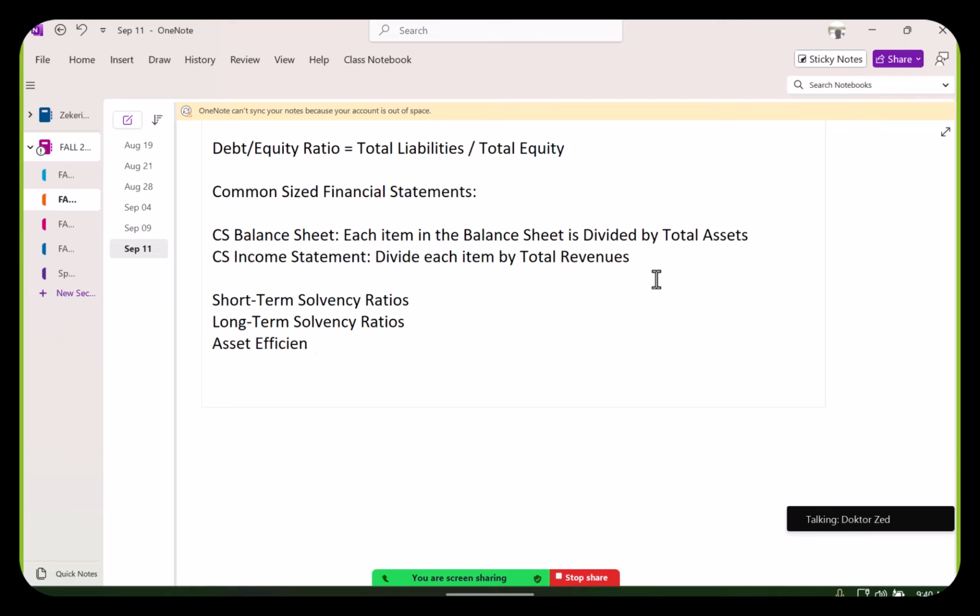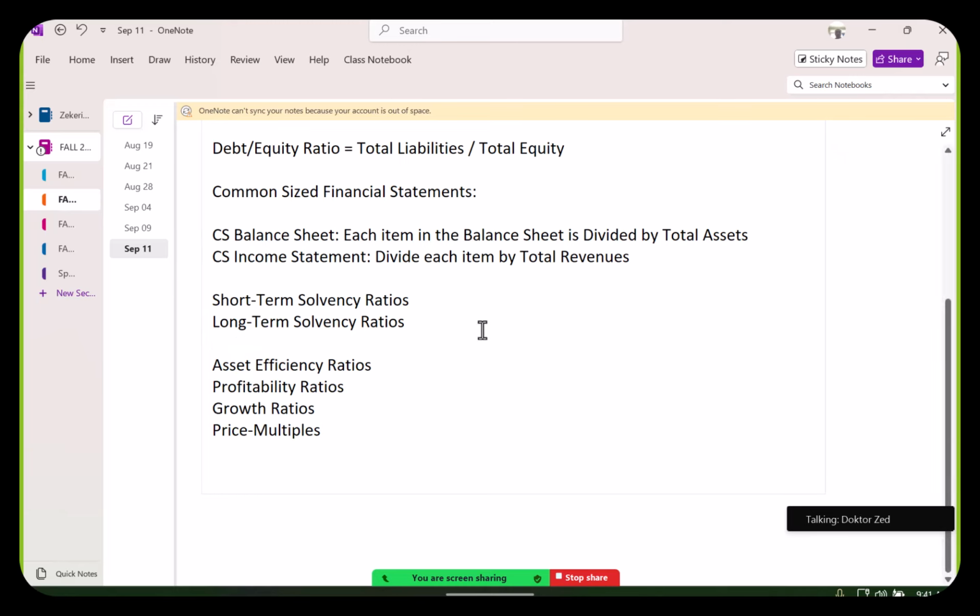asset efficiency ratios, profitability ratios, like there is more, growth ratios, and price multiples. These two are of similar nature, but they speak to different audiences. Short-term solvency ratios speak to short-term creditors. Long-term solvency ratios speak to longer-term creditors.